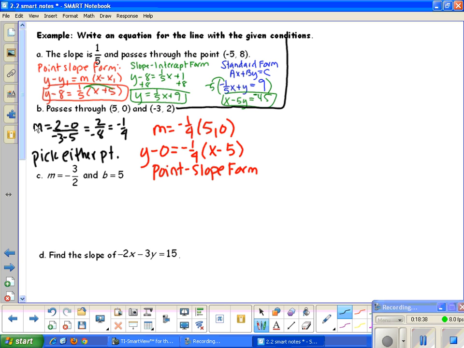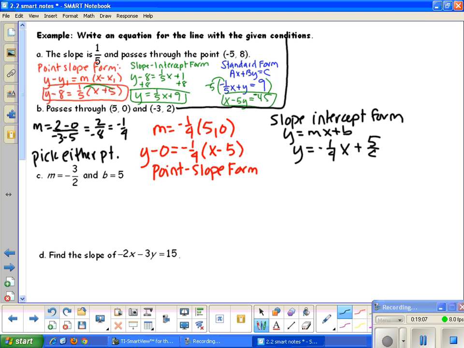If I wanted to put this in slope-intercept form, I would just need to distribute that 1/4. So slope-intercept form would, of course, be y equals mx plus b. So when I do that, I have y minus 0, which is this y, and distribute each of these terms here. So when I do that, I get -1/4 x, and negative times negative is positive 5/4. So that would be my slope-intercept form.